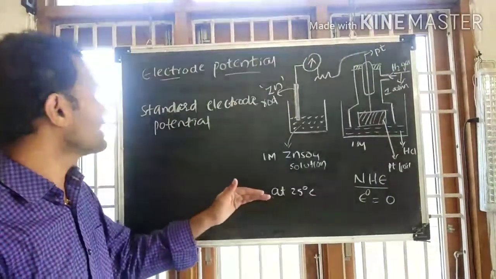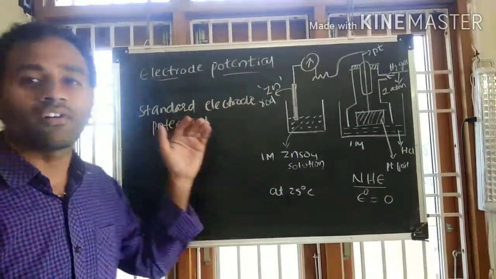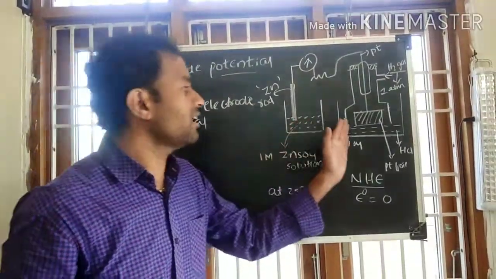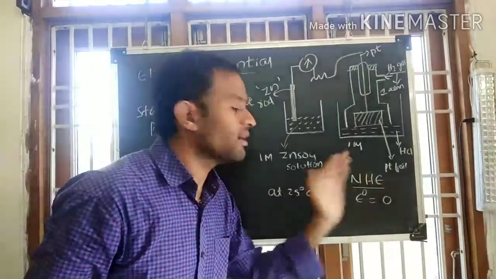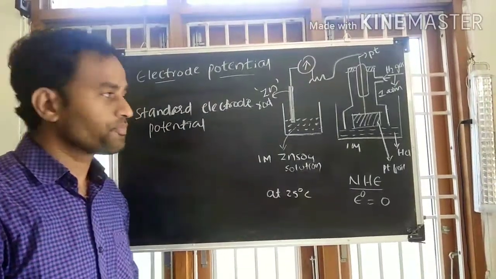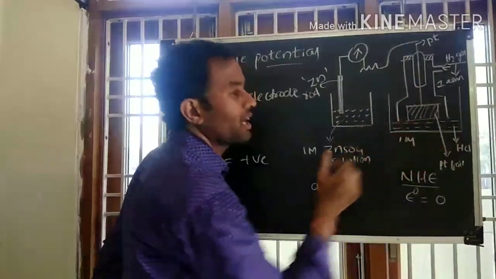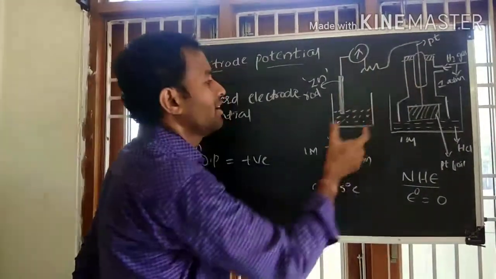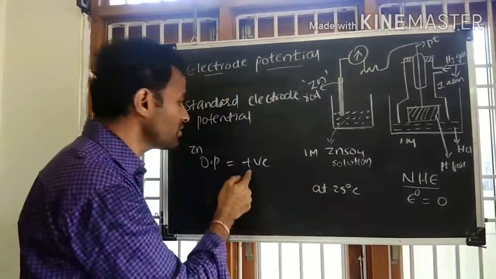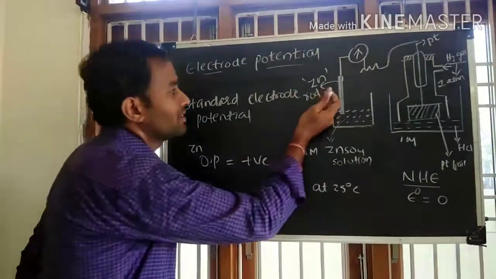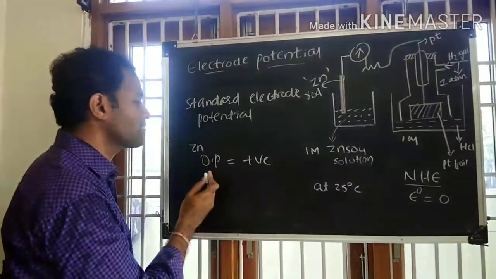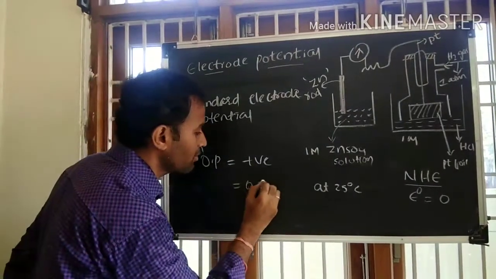So at standard conditions, the electrode potential value of a metal is nothing but the potential difference in a cell which is connected to the normal hydrogen electrode. That is called standard electrode potential, right? So when we connect this zinc electrode to the normal hydrogen electrode and make a cell, if the oxidation takes place in our electrode, then we say its oxidation potential is positive, right? So here the zinc electrode will undergo oxidation when we connect to the normal hydrogen electrode. So therefore its oxidation potential is positive, that is 0.76 volts.